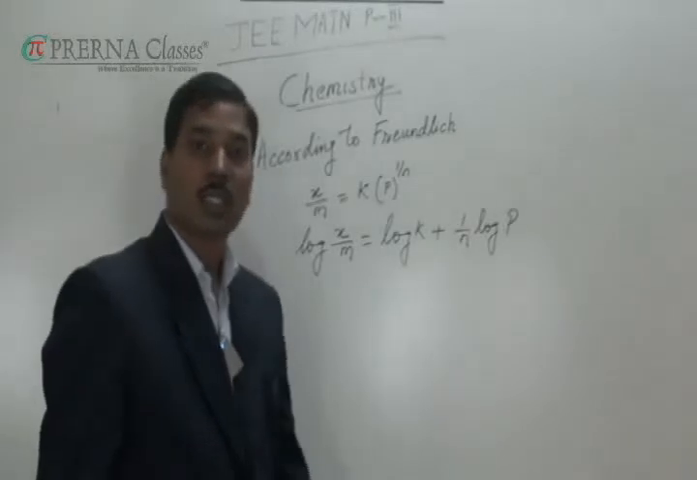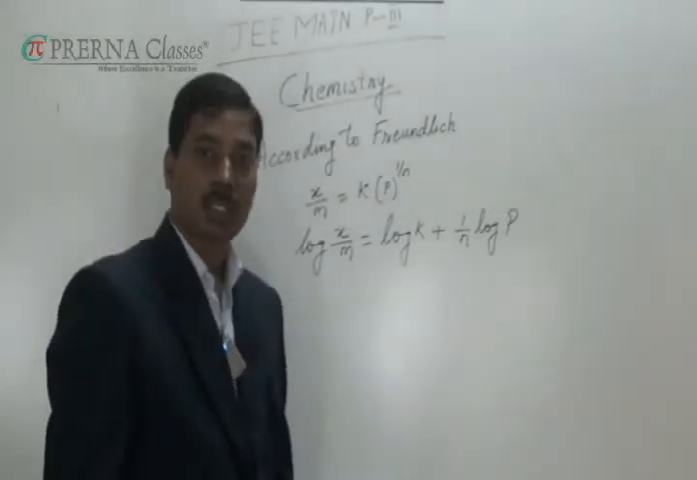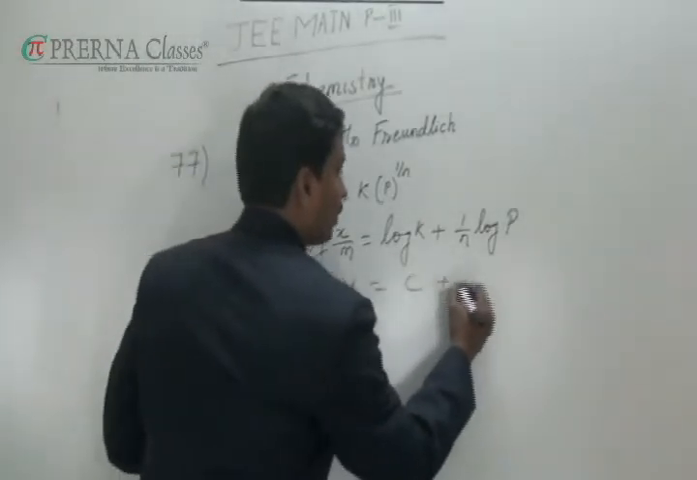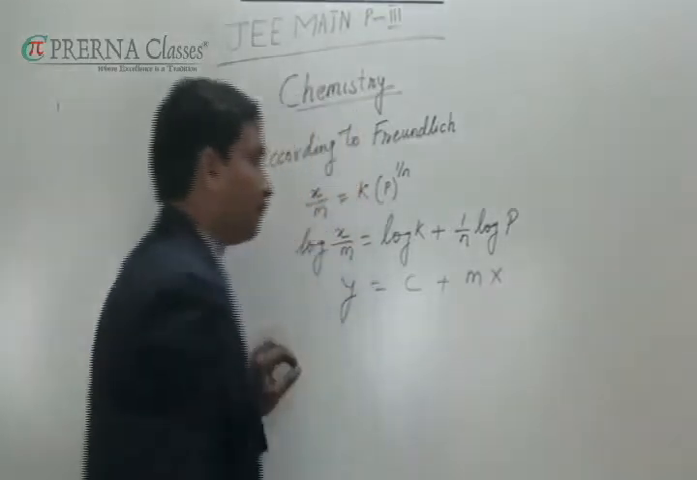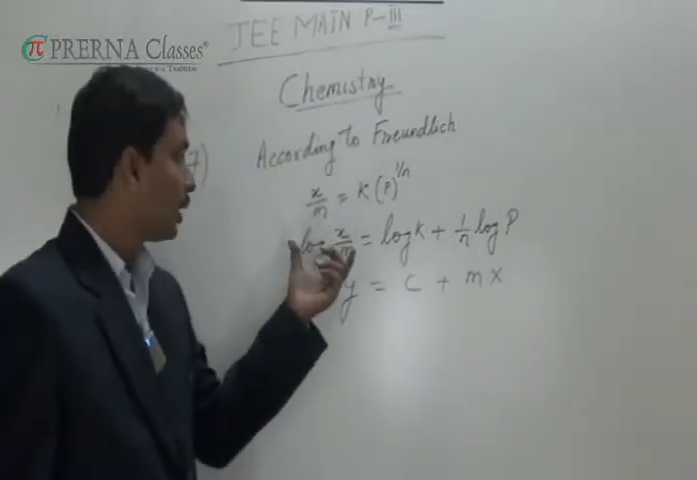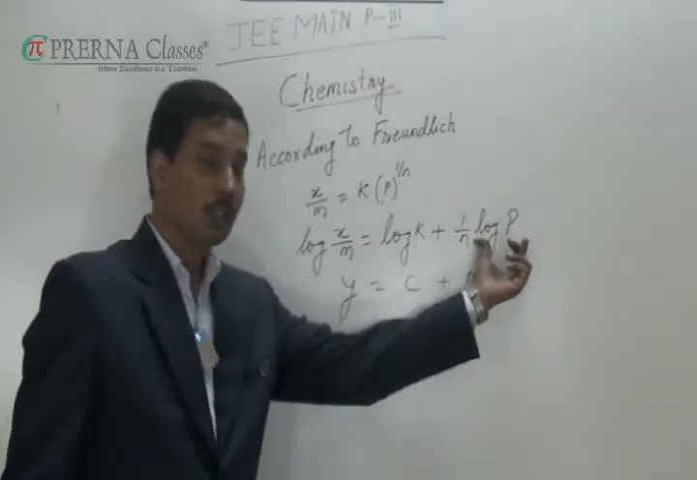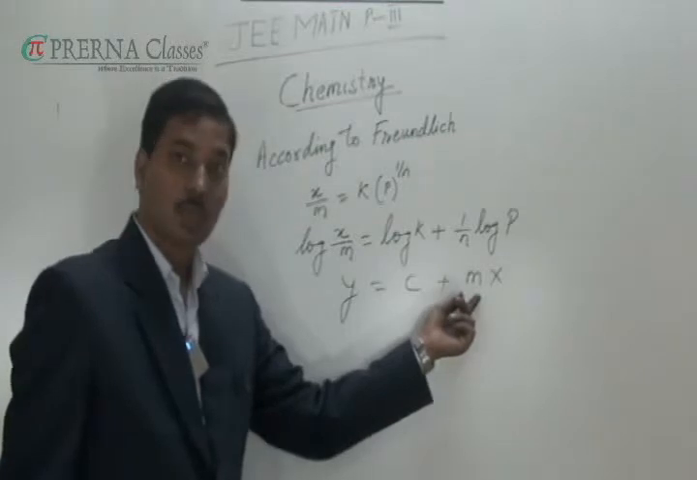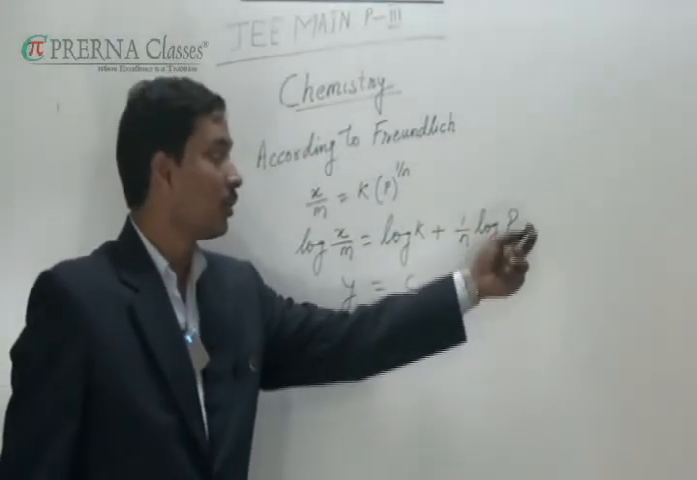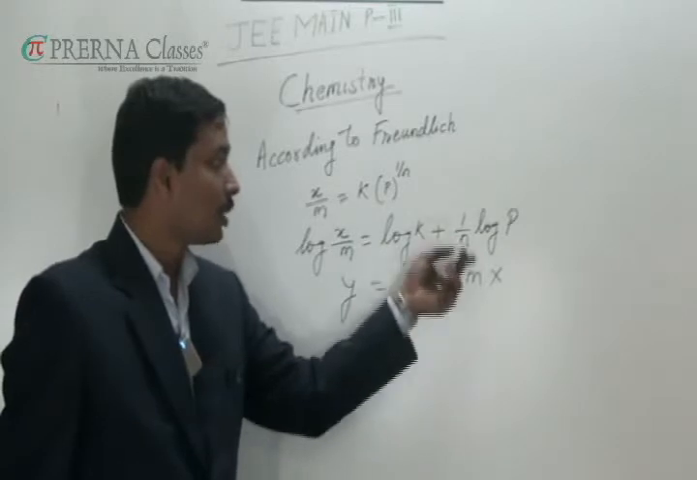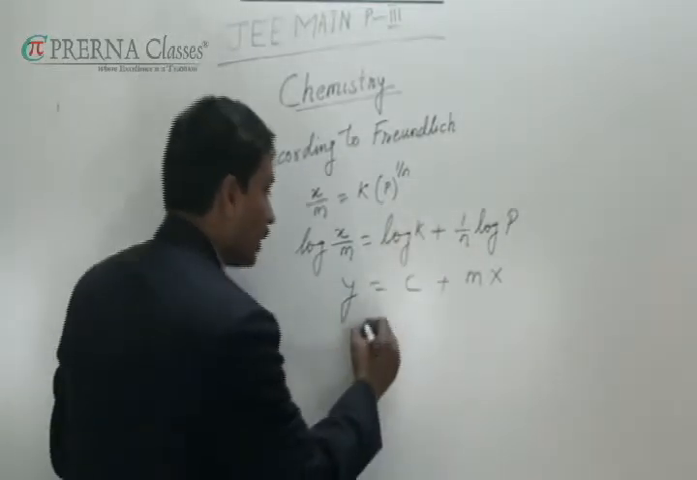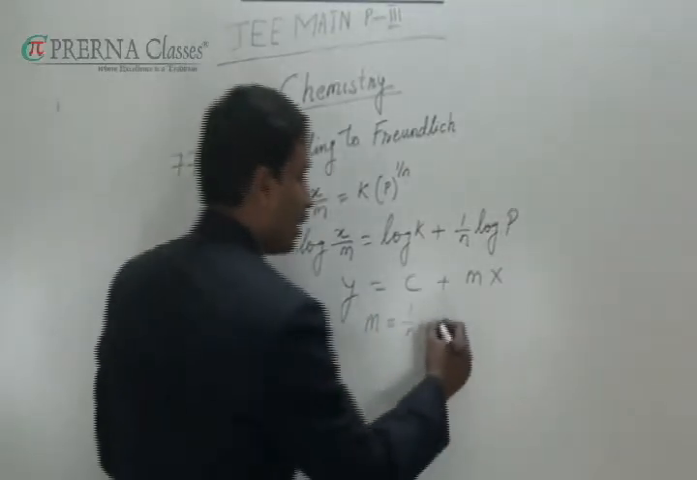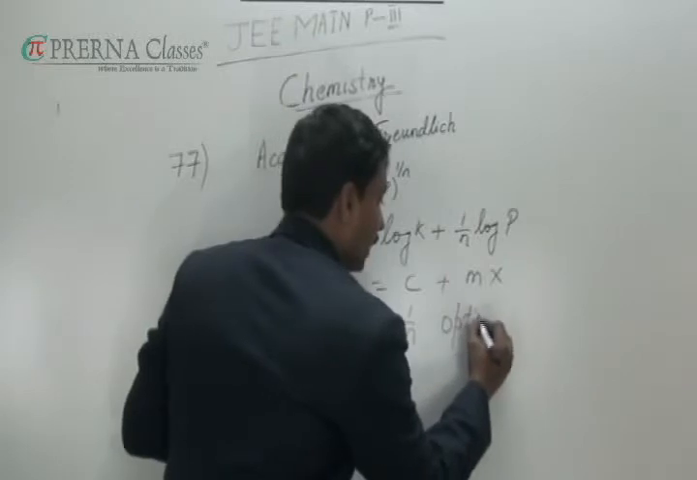If we consider the straight line y is equal to mx plus c, we have to draw a straight line between log x by m and log p. So y is equal to mx plus c is for the straight line, where m is the slope. Now if we equate equation 1 and 2, we will get m is equal to 1 by n. So we can write the slope of this equation is equal to 1 by n. Therefore the answer is option A.